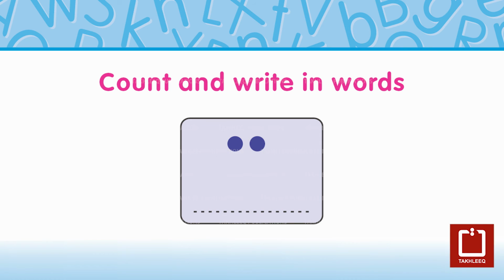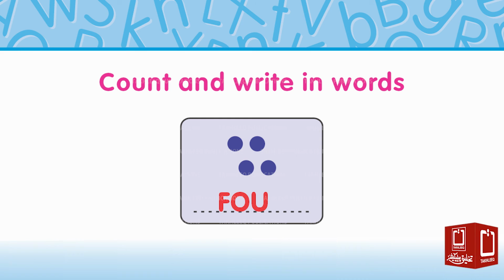1, 2, 3, 4. Here are 4 dots. The spellings of 4 are F, O, U, R. 4. So we write here F, O, U, R.